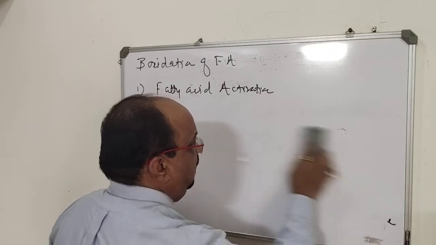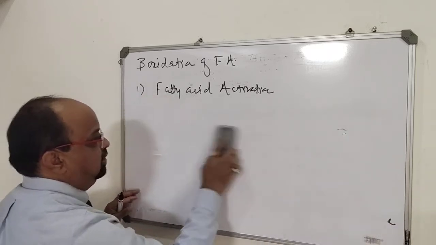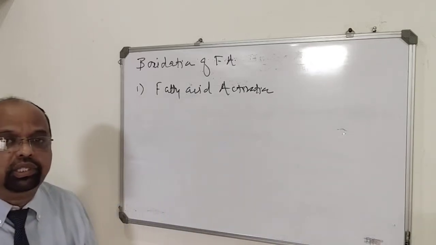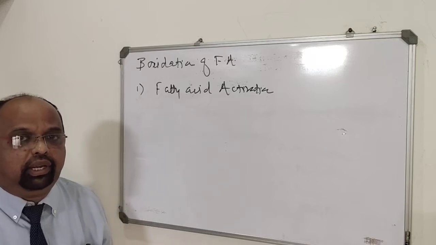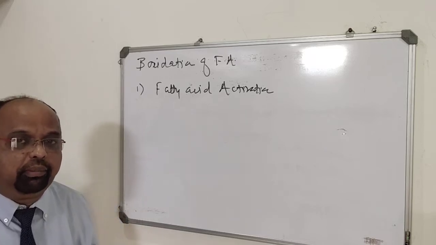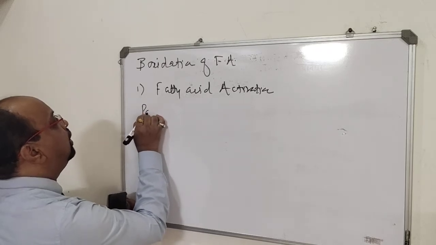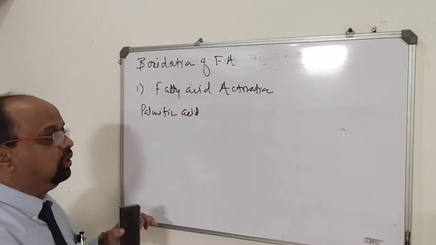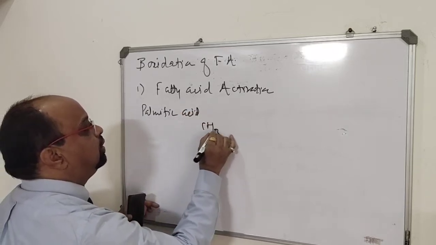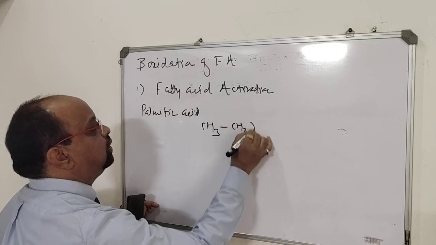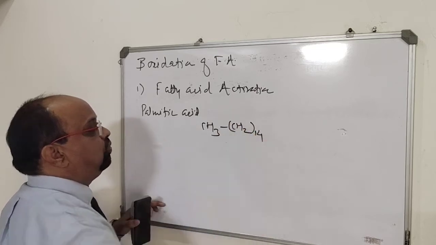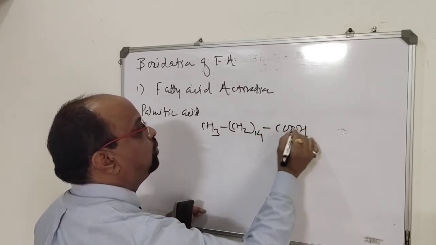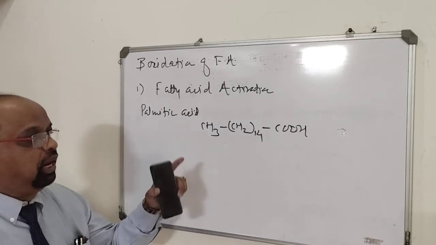All of you know there are different kinds of fatty acids. Some contain an odd number of carbon atoms and some contain an even number of carbon atoms. Let us take one example of an even number of carbon atoms, that is palmitic acid. Palmitic acid consists of CH3, CH2, 14 carbon atoms and COOH. This is the palmitic acid.